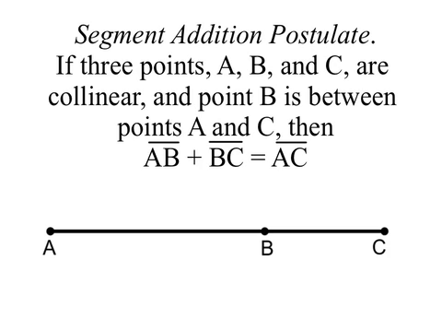And here's a picture of those 3 collinear points. B is in between the other 2. There's segment AB. We add on segment BC, and I hope you'll agree that the result is segment AC.